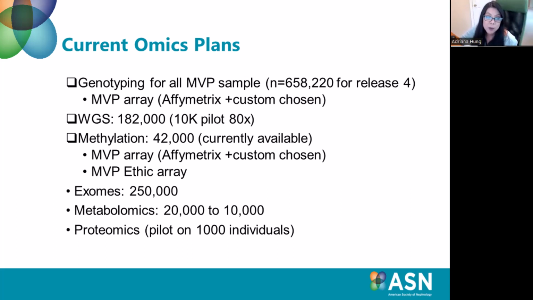And they have currently 42,000 individuals with methylation data. That's very important because, as you know, environmental factors change methylation and impact gene expression. So it'll be super cool to see what comes from that in analysis of gene-environment interactions. They're doing whole exome sequencing, metabolomics, and proteomics, but those are really baby steps. So it will take a while to get those back. So they're not in the near future.